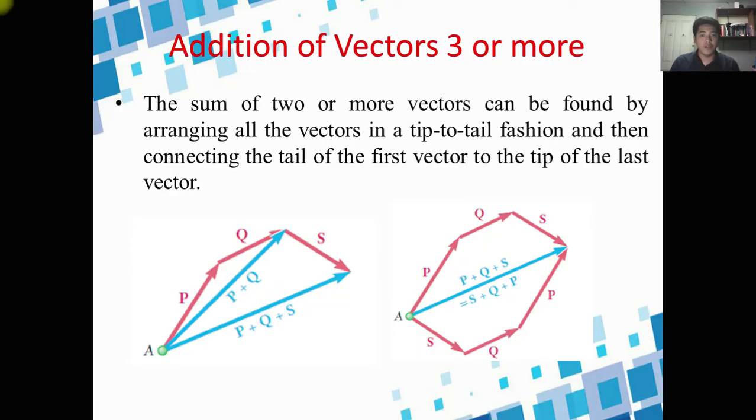It doesn't matter the order. You can first choose P, then Q, then S, or you can choose P, S, and Q. You will still arrive at the same answer. Here we have P, Q, and S; we have S, Q, and P. It doesn't matter, you will still arrive at the correct answer.